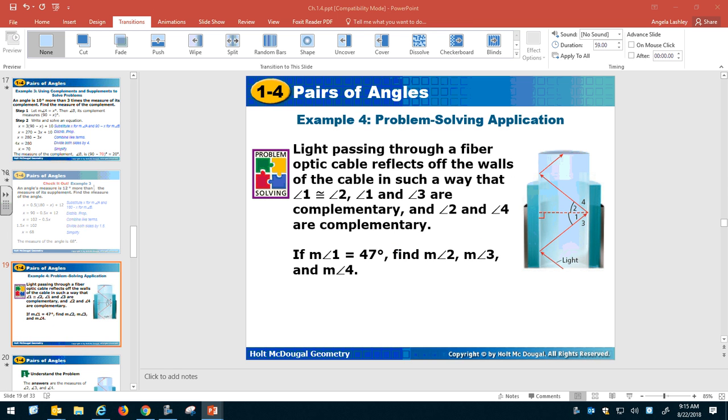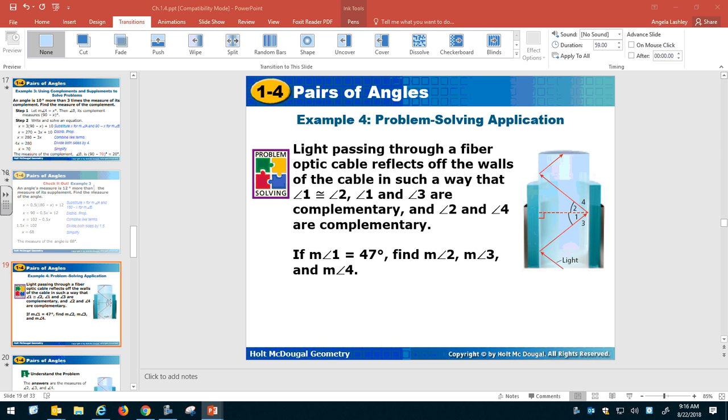Go ahead right here. Let's look at this one together. This is just an example of what we've already talked about. It says light passing through a fiber optic cable reflects off the walls of the cable in such a way that angle 1 is, what does this mean again? Congruent to angle 2. Notice in the picture that they went ahead and marked. Also notice that those marks are staggered. They're not making one solid curve. If you make one solid curve on an angle, then that means the whole angle. If you're trying to say they're congruent, they'll always stagger them a little bit so you can tell the difference between the whole angle or the parts.